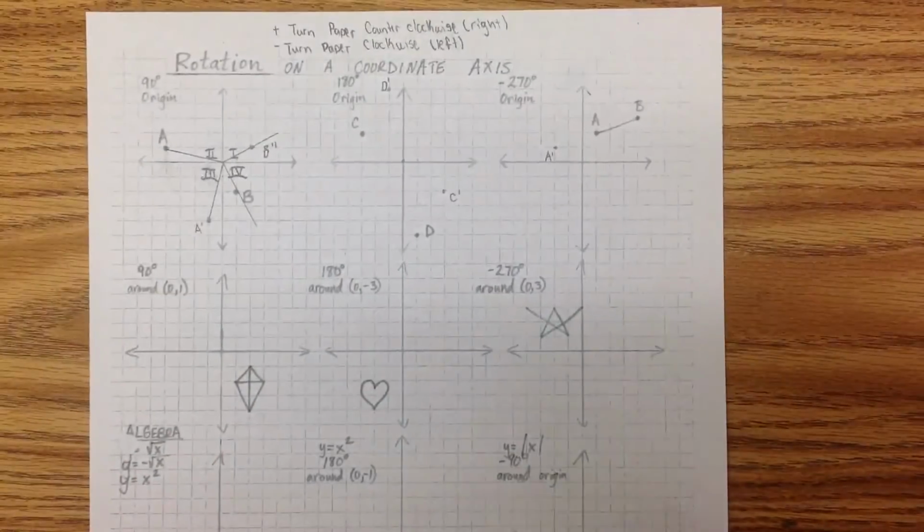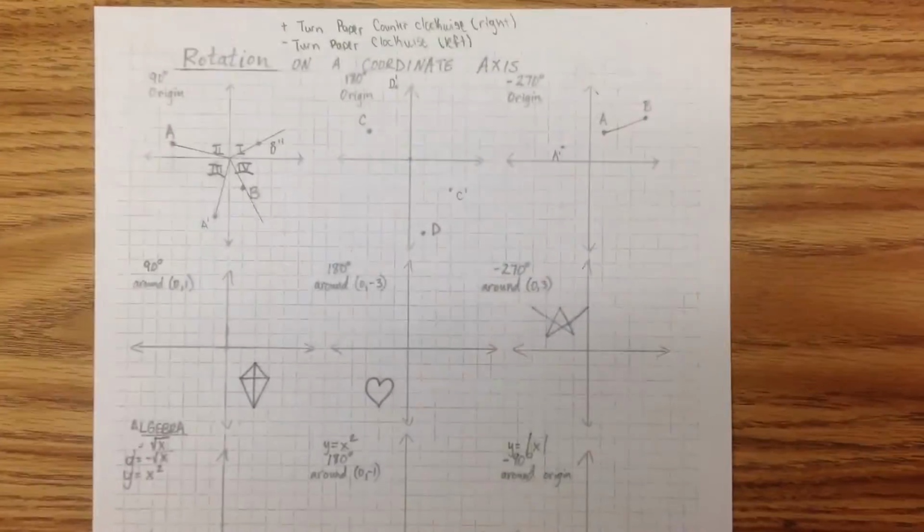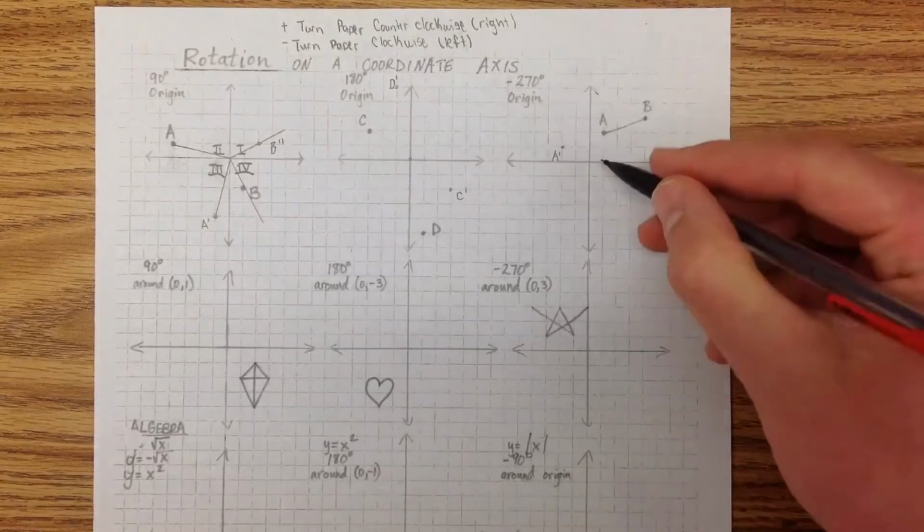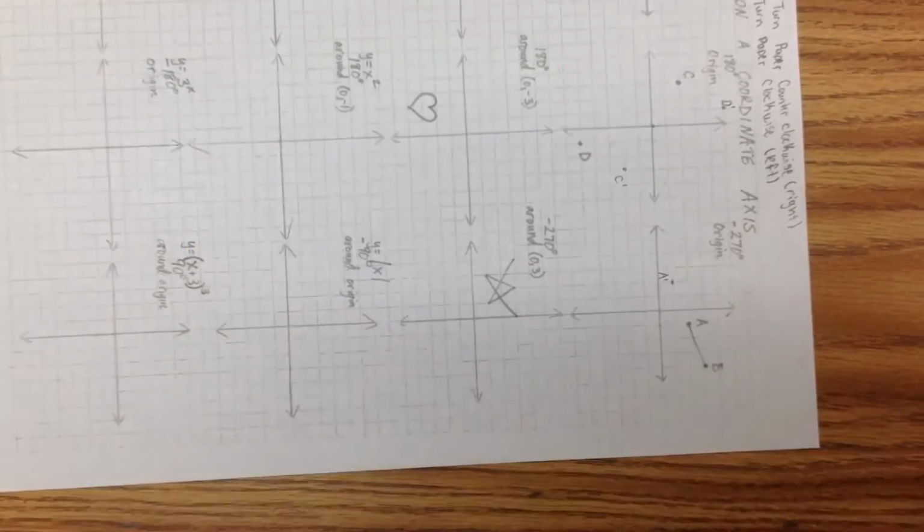Now you might say, Mr. Dorr, negative 270, isn't that the same thing as positive 90? You're right. Right 1, up 2, turn. Right 1, up 2. I get the same result. In fact, I'll do that for B.